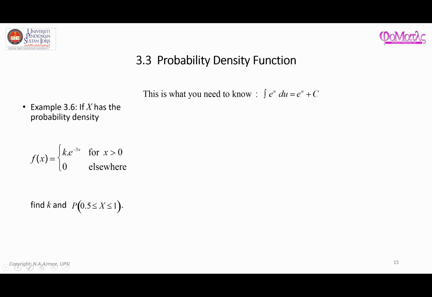Okay, now let's try and look at this example. So example 3.6. Here we've got a probability density defined as such. So this is our f(x). And the question is asking you to find k, and then later on you have to find the probability of our random variable being between 0.5 and 1.